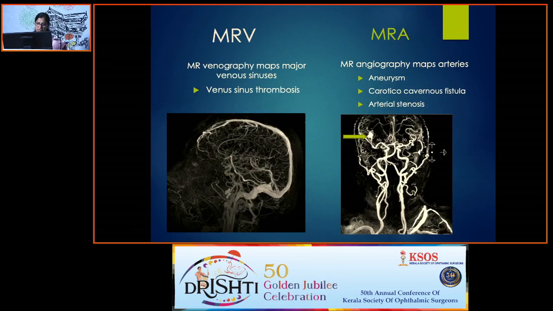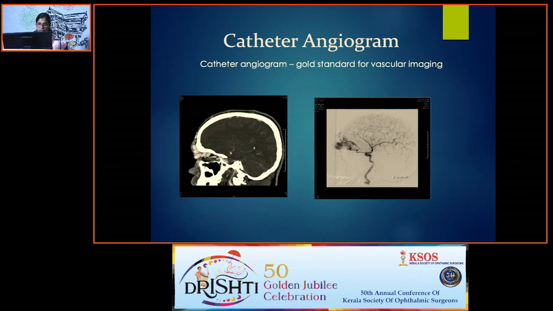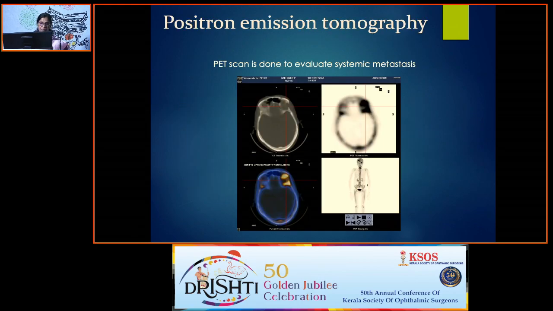MRV, as I said, is useful in papilledema to rule out venous sinus thrombosis, and MR angiogram for aneurysm, carotid cavernous fistula, or arterial stenosis. And catheter angiogram is the gold standard for vascular imaging. These are all functional scanning. When you suspect metastasis, it is better to do a PET CT scan, which will pick up the metastatic lesion. You will get the hot spot, compared with the conventional CT scan.